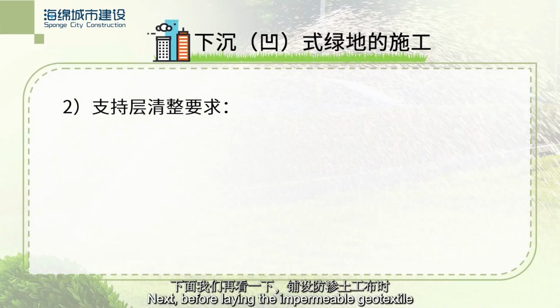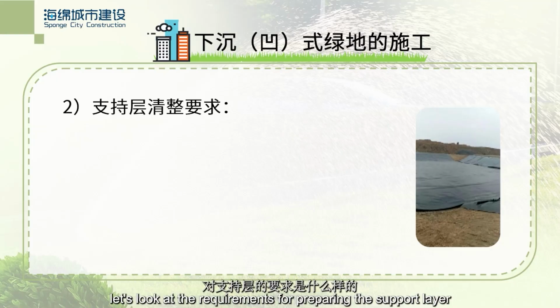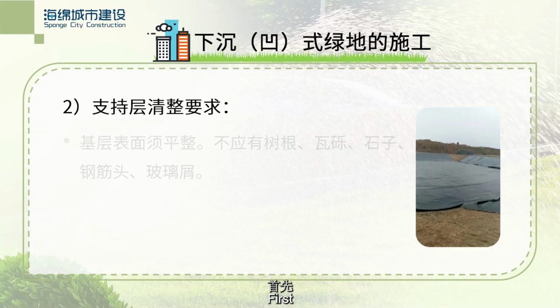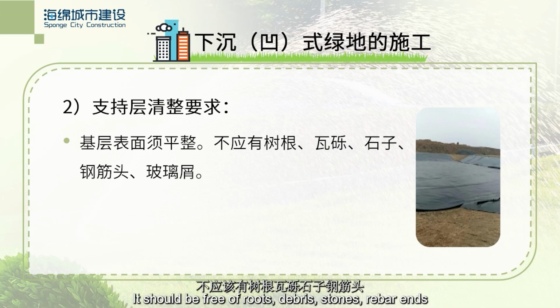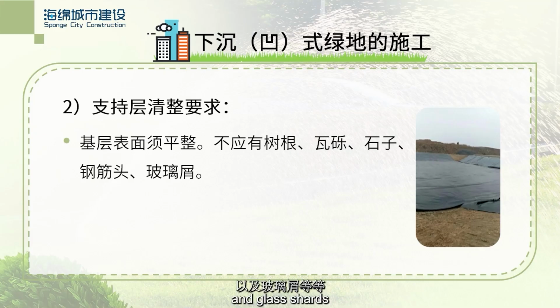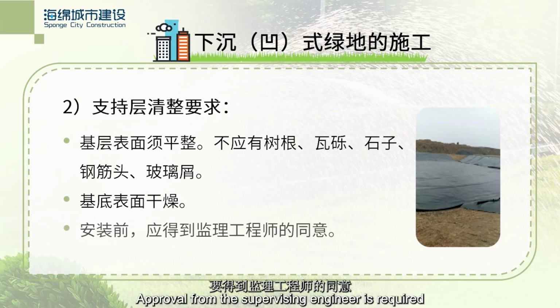Next, before laying the impermeable geotextile, let's look at the requirements for preparing the support layer. First, the surface of the support layer must be smooth. It should be free of roots, debris, stones, rebar ends, and glass shards. The surface should also be dry before installing the geotextile. Approval from the supervising engineer is required.